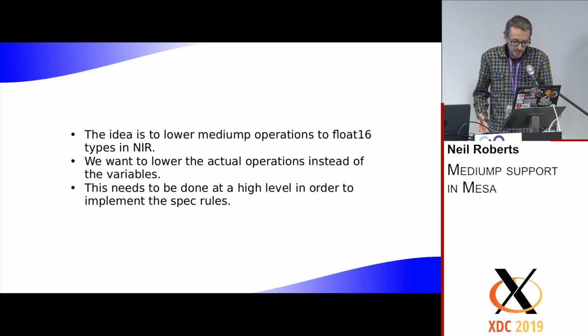And we need to do this at as high a level as possible because to implement the spec rules correctly, you need to know exactly what the shader looked like in the code. So if you had 3 multiplications in a row, by the time that is translated down to NIR, you've probably lost too much information, so you can no longer determine which of those operations was the inner one and which one was the outer one. So you need to do it as high up as possible.